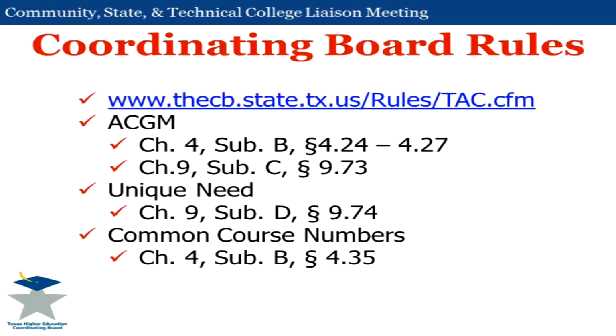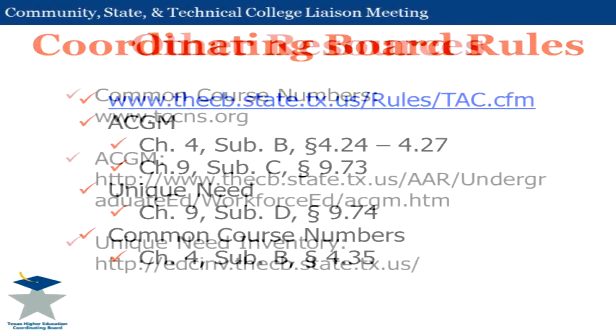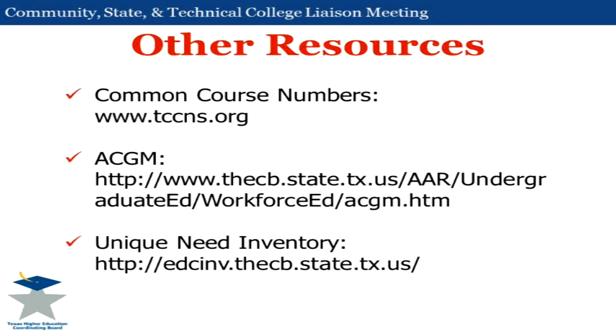Coordinating Board rules are listed there. Most of the ACGM rules are going to be in Chapter 9. Some of the transfer rules are also found in Chapter 4. Here are your resources. The Common Course Numbering System has a great website. You can plug in a rubric or a number and search and find out, of course, most of the colleges are going to offer that course, but which of the universities offer that equivalent course? This is a good tool to find that.